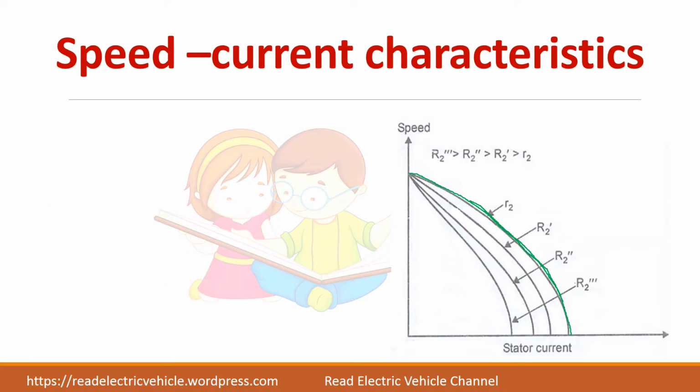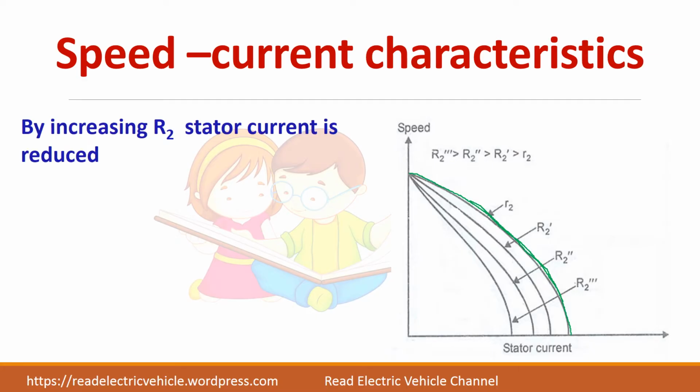Next we will see the speed current characteristics. Here we can see that the curve is drawn between speed and the stator current for different values of rotor resistance. Now small r2 represents the rotor resistance without any external resistance. So in this case the stator current is high. If I add some external resistance, stator current is getting reduced. So by increasing the external resistance, stator current gets reduced.